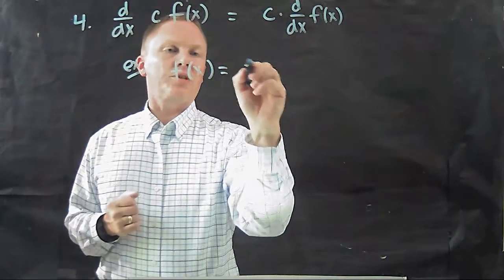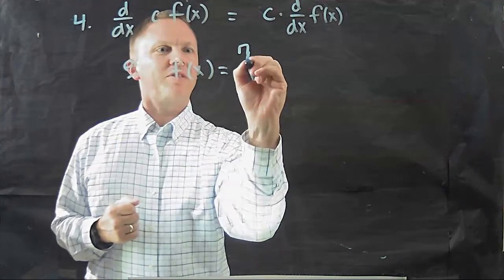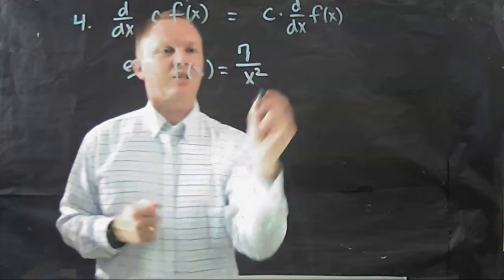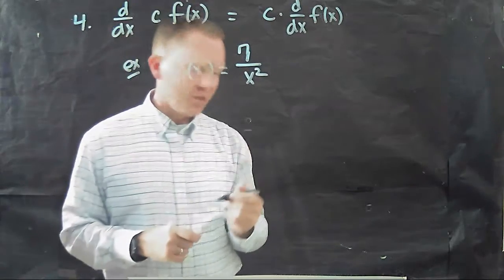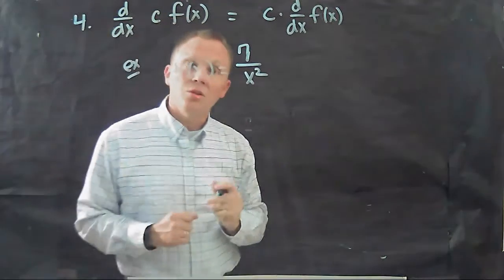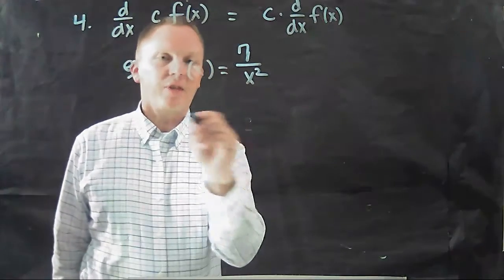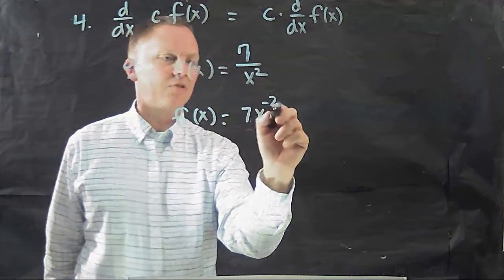Well, let's do one that's a little bit more challenging. How about 7 over x squared? Okay? 7 over x squared. That's an embarrassing looking 7, but it's a 7. So the first thing I'm going to do is rewrite the function as 7x to the negative 2.